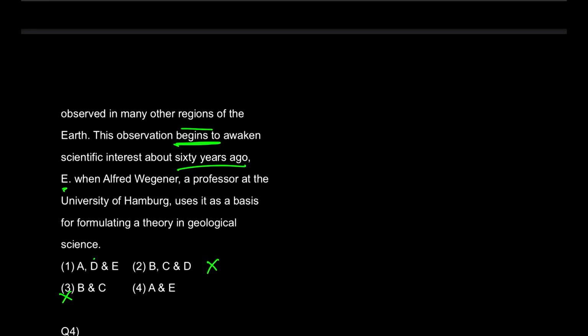He will use it. ये फिर प्रेजेंट टेंस में आ गया, ये फिर प्रेजेंट टेंस में आ गया. So this observation began to, you have to use the past tense began to. You can use began here and you can use here. Okay, these two will be the changes, and therefore option 1 is correct.